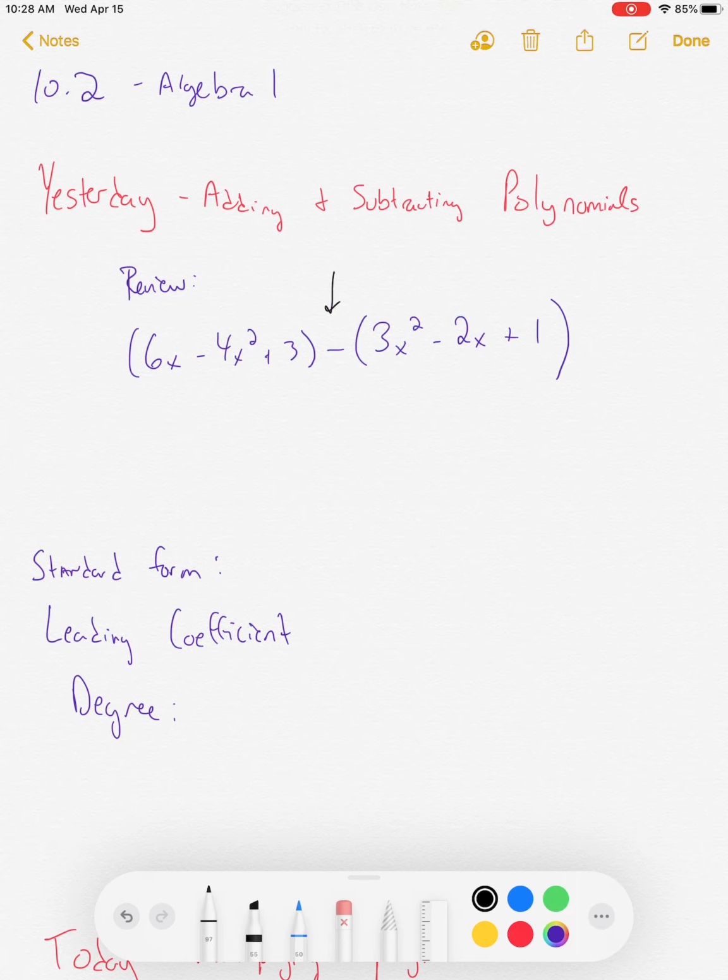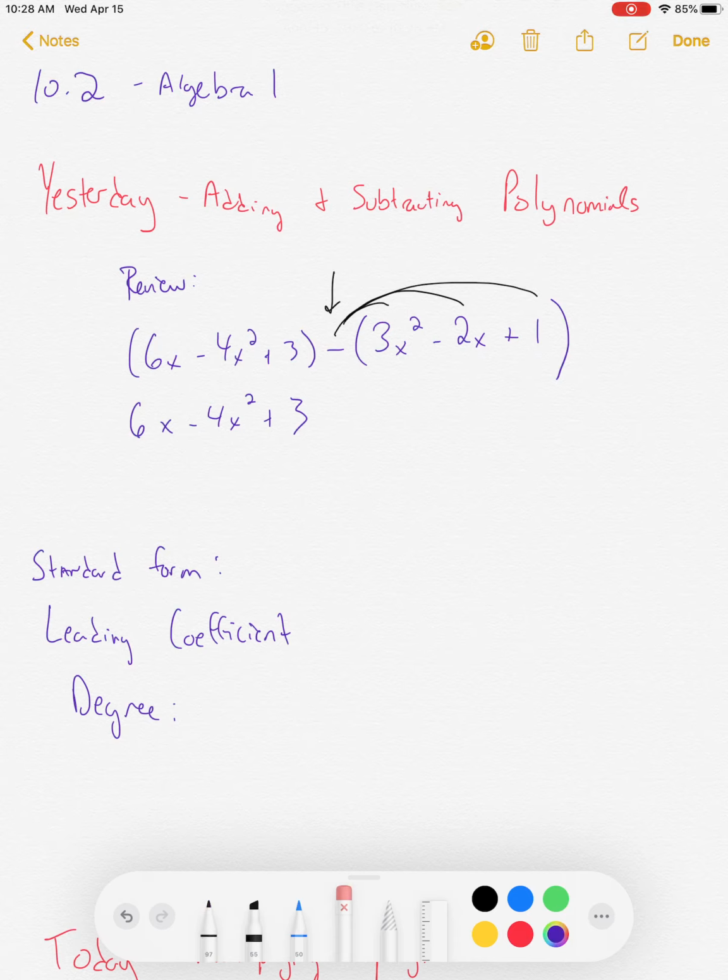So, this first problem, we are subtracting. Remember, when you're subtracting, the key is you need to distribute this subtraction sign to everything after the first parenthesis. So in the first parenthesis, the 6x minus 4x squared plus 3, all of that just drops down. 6x minus 4x squared plus 3.